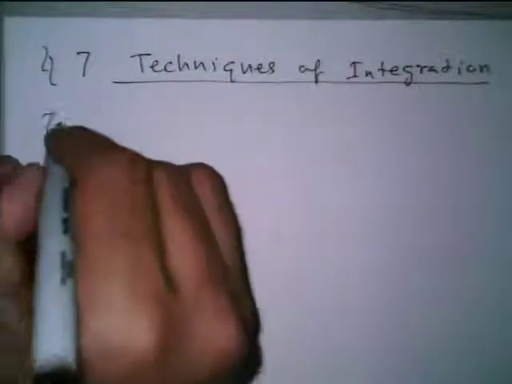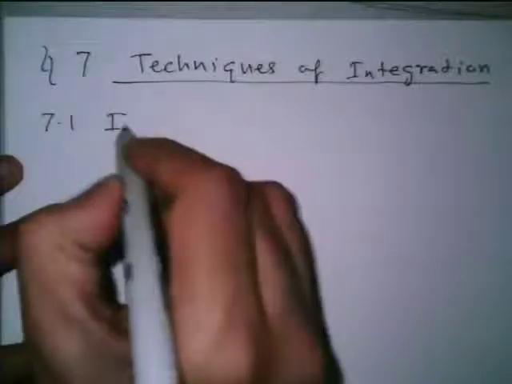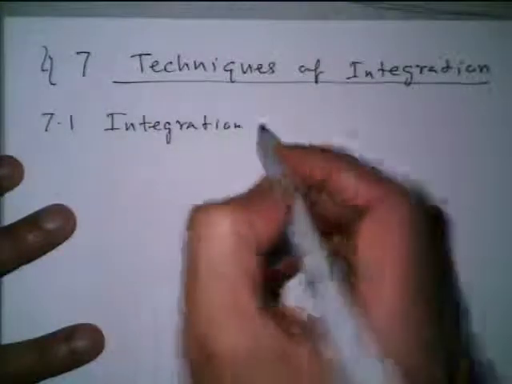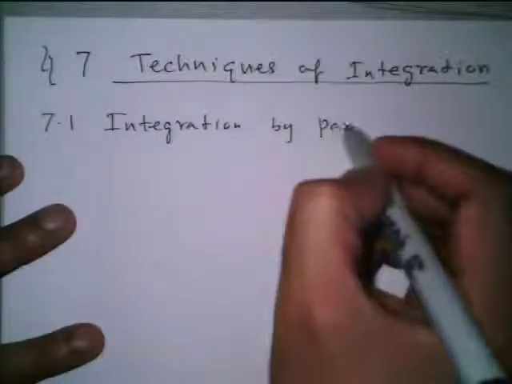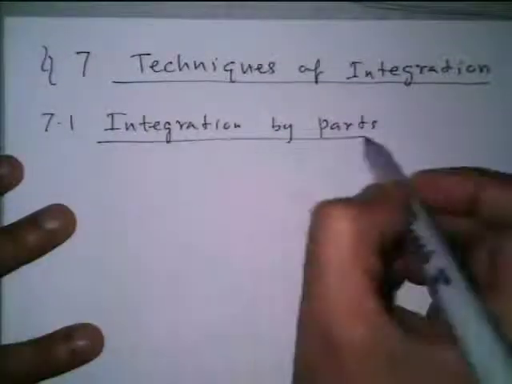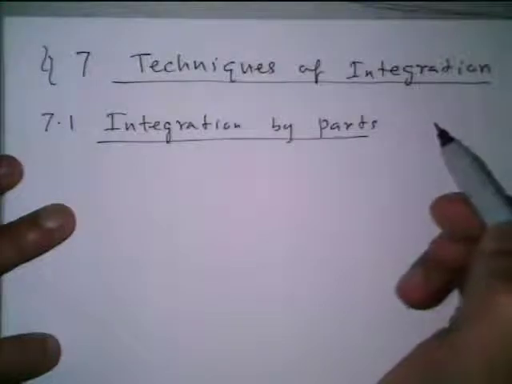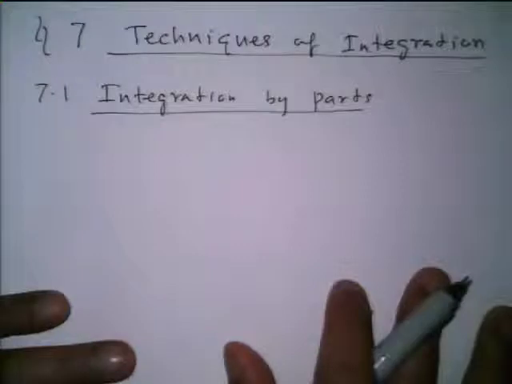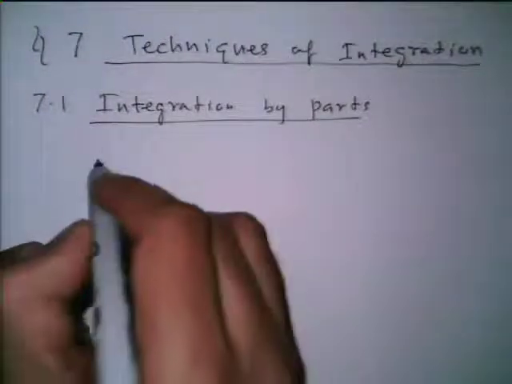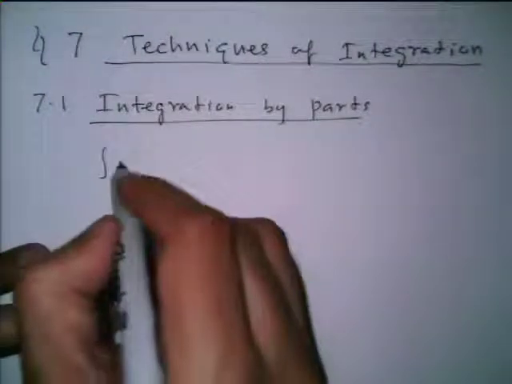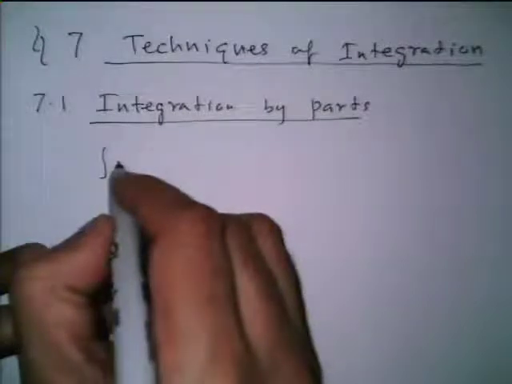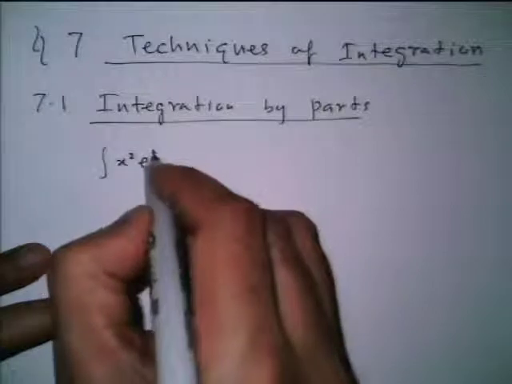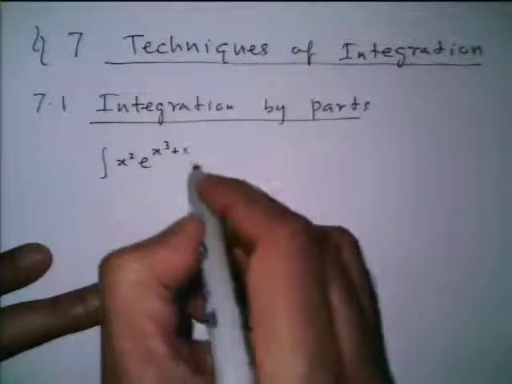So this is 7.1, what we call integration by parts. It's like part by part integration, kind of like that. Before we go to the theory part, let's look at this integral. Let's say x squared e to the x cubed plus 1 dx.